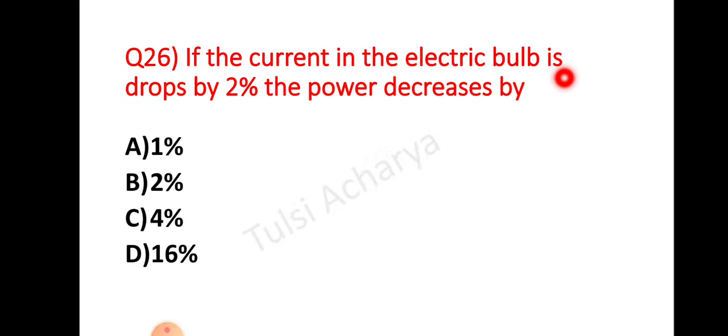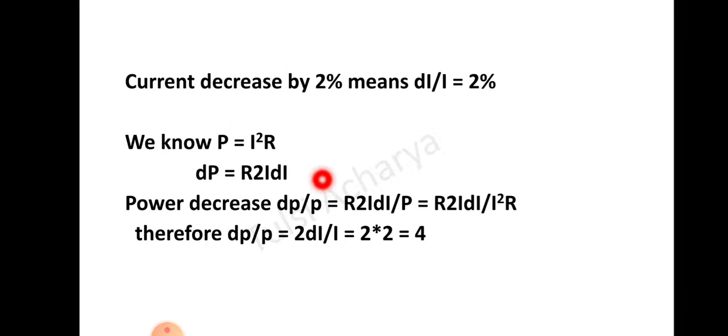Now let's move to question number 26. If the current in the electric bulb drops by 2%, power will decrease by? We solve this question by using this method. Current decreases by 2% means dI by I is equal to 2%, and we know that power is equal to I square R. Here current is changing, so power is changing, but resistance is constant. Now taking derivative, we get dP is equal to R times 2I dI.